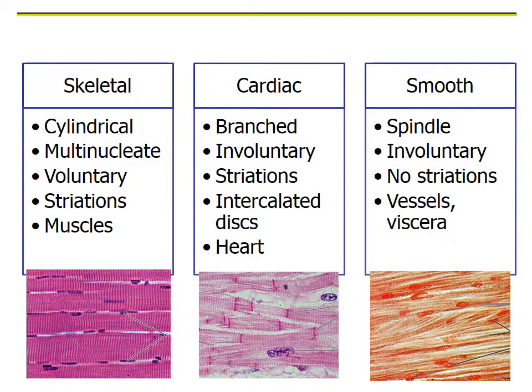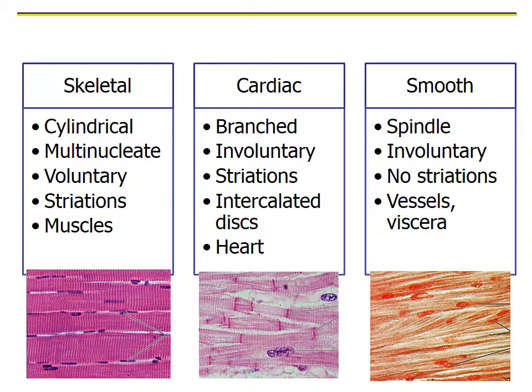We see this histology in the laboratory as well. Skeletal, these very long cells are round or cylindrical in shape. They are multinucleate because many stem cells fuse together during embryonic development and the nuclei are kept. Skeletal muscle cells are innervated by somatic motor neurons and therefore under voluntary control.